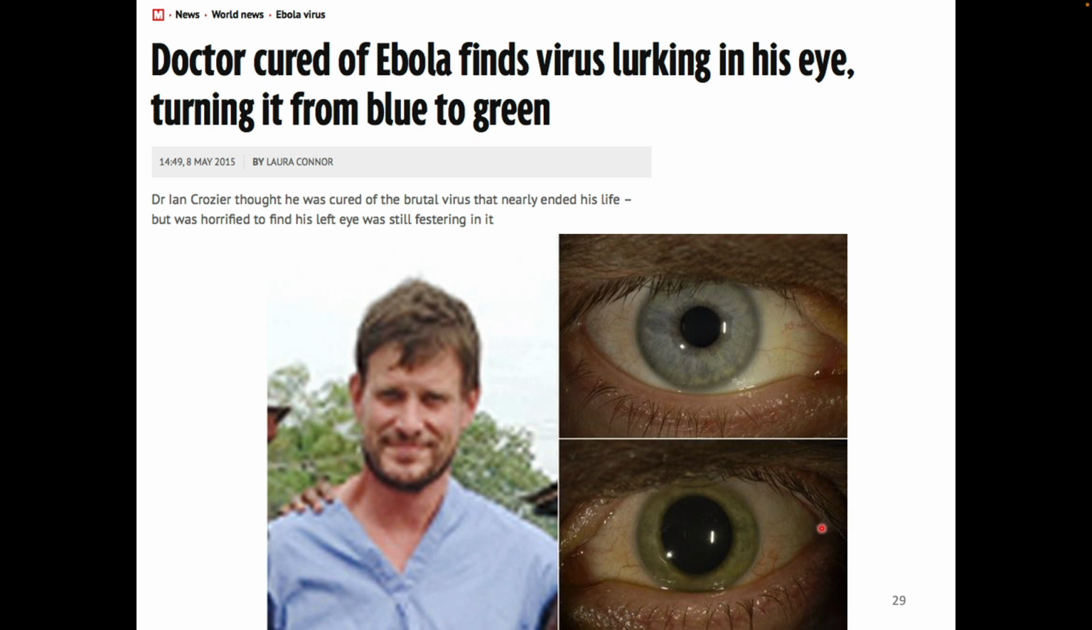Sometimes they seem to have weird eye symptoms. This is one of the first famous cases, where a doctor working in Liberia suddenly had his eye change color and started to have vision issues, because it turned out that even though the rest of his body got rid of the virus, it stuck around in his eye. So you can see that this idea of immune privilege has a potentially bad outcome: maybe not protecting you so well in some of these organs.